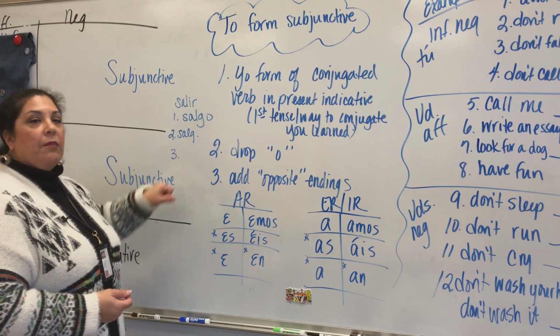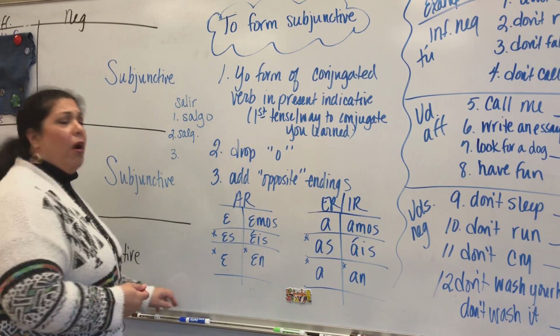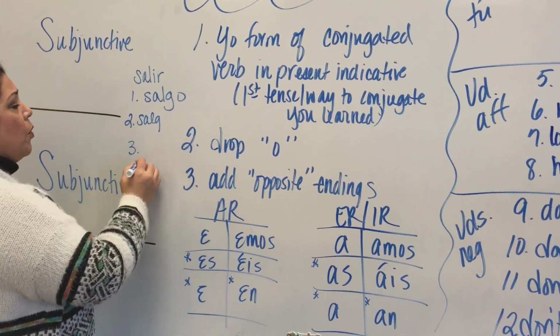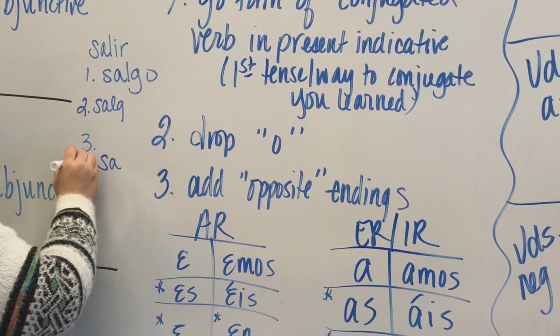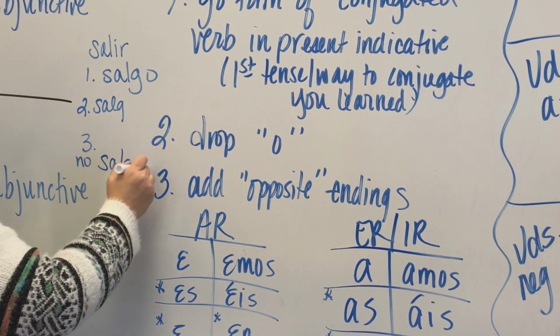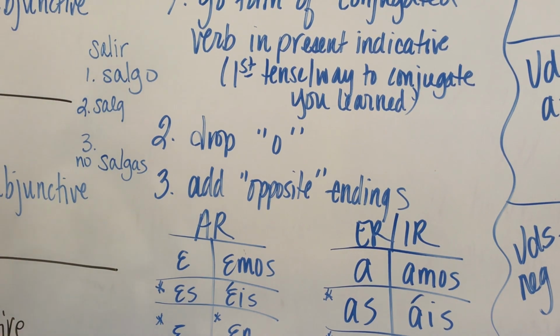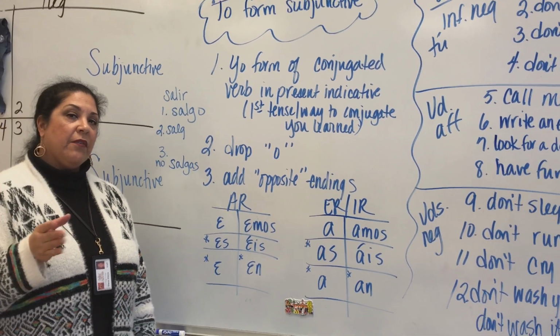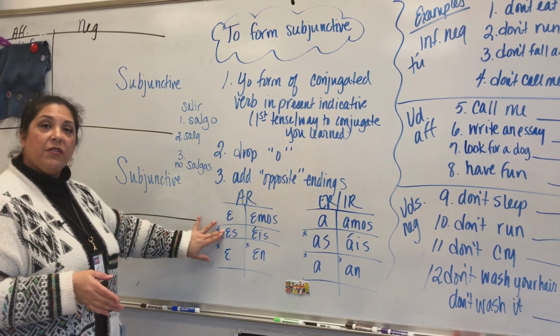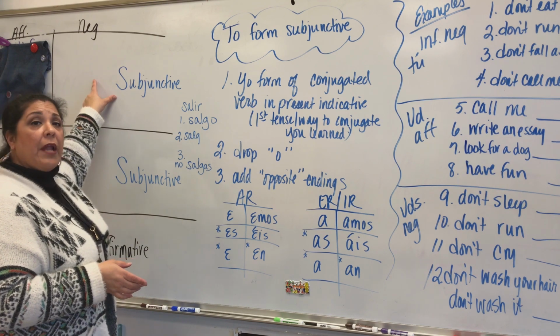So if I were telling my friend not to leave, don't leave, what would my ending be? Well, it's salg. What would my ending be? I'm saying to a friend, I'm saying don't, so I'm going to add the no to negate it. No salgas. Okay? So again, you really need to know who your audience is to give the commands because you have different ones. I'm going to use the es if it's tú negative. Remember, right here, negative, not affirmative.